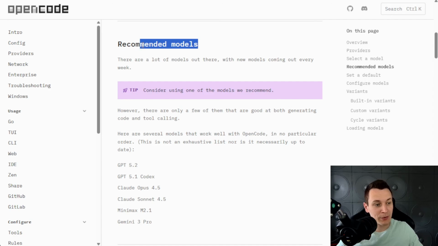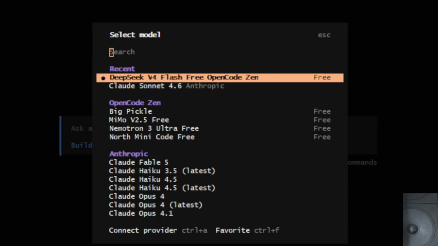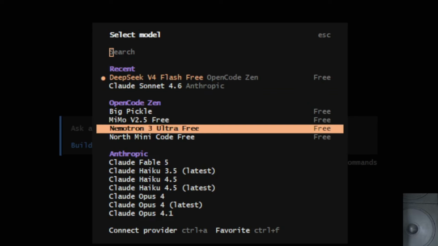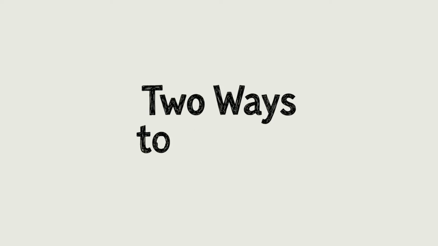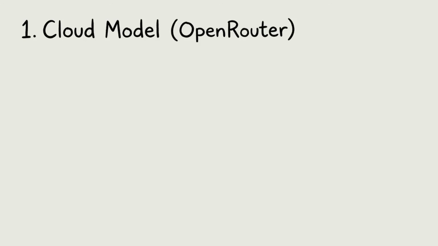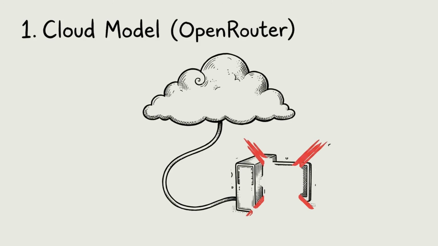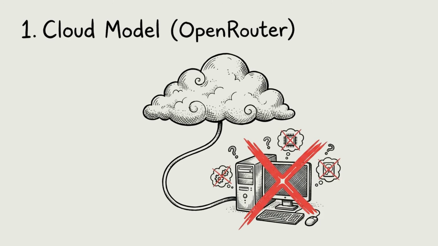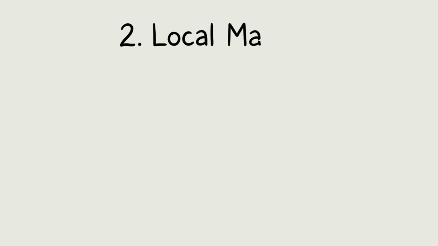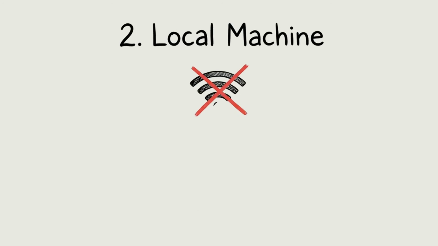The whole reason why OpenCode is so special is that it allows you to pretty much connect any AI model. And even when it comes to free ones, there are 5 different options. However, if that is not enough, there are 2 other ways to go free. 1, a free cloud model through OpenRouter. No powerful computer required, as everything runs in the cloud. 2, a model running locally on your own machine, fully offline.